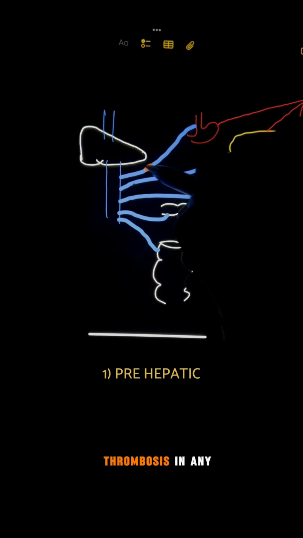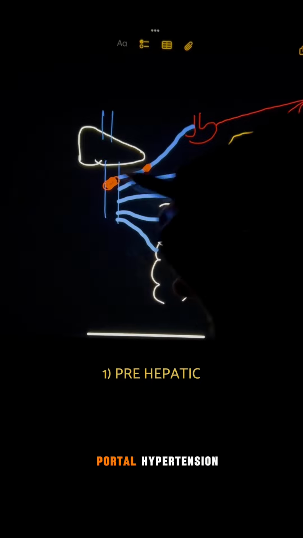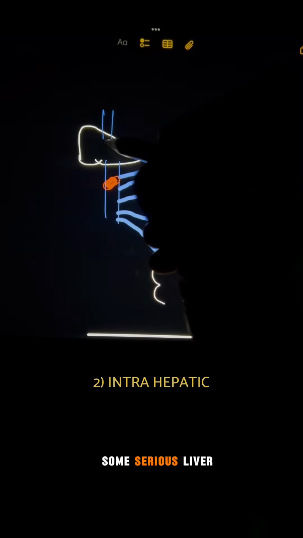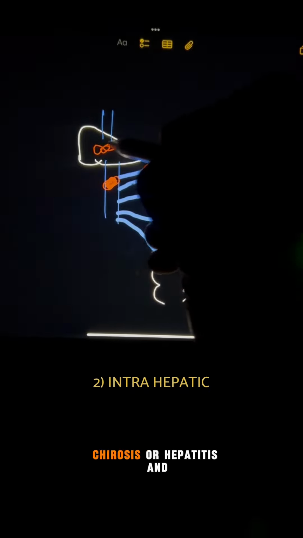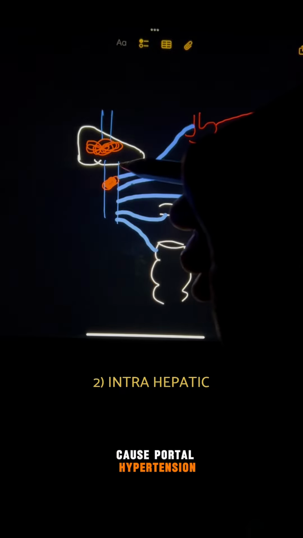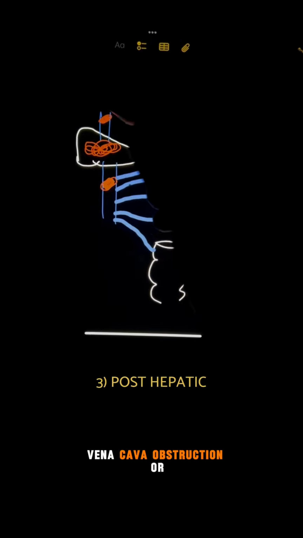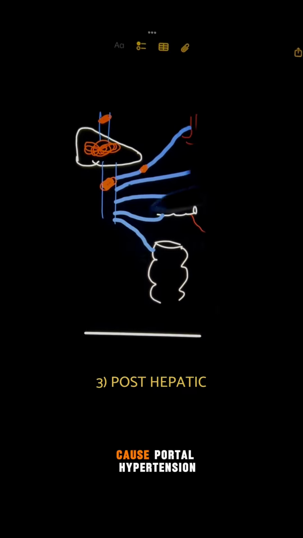There can be a thrombosis in any of these veins or the hepatic portal vein that can cause portal hypertension. There can be some serious liver infection like cirrhosis or hepatitis that can damage the veins and that can cause portal hypertension. Or there can be problem in drainage here like inferior vena cava obstruction or Budd-Chiari syndrome or right heart failure that can also cause portal hypertension.